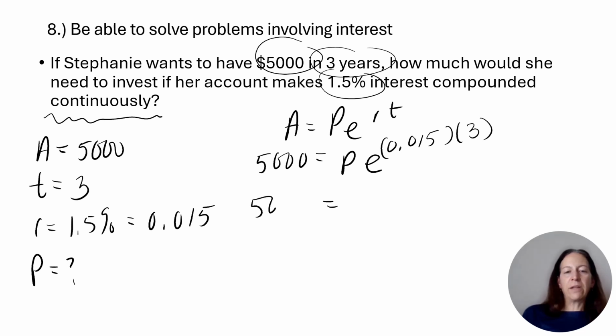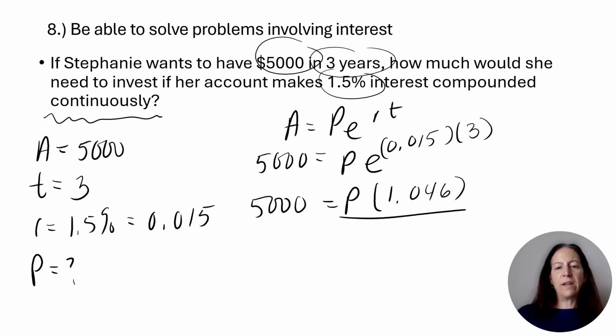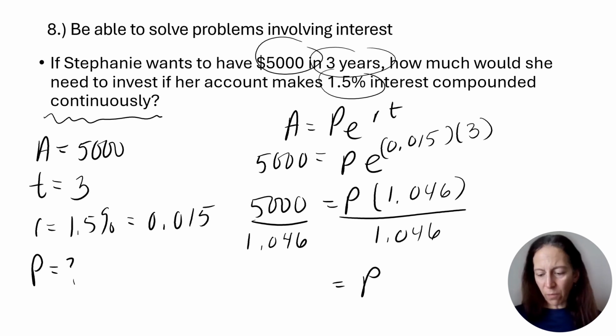And so on my calculator, I am going to find out what that is. And it's very poor lighting in here because it has gotten dark while I've done this. e to the 0.015 times 3, close parentheses. That is 1.046. And then we'll go ahead and divide both sides, and we're going to find out how much Stephanie needs to invest. So 5,000 divided by 1.046, and we get $4,780.11. Sorry, I said it wrong. 11 cents.